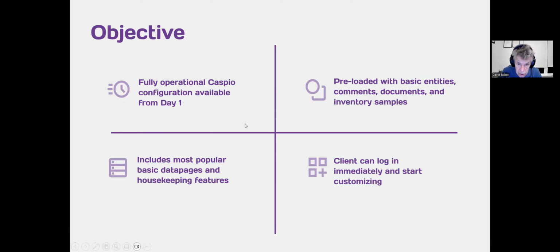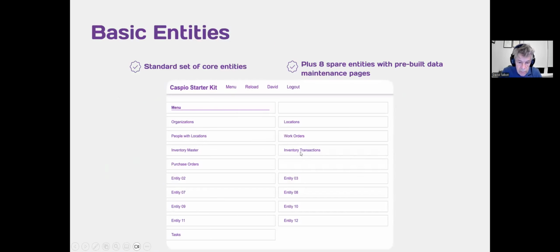And then you can concentrate with us on the customization, adding fields and whatever. So we have basic entities, comments, documents, inventory, bookkeeping, and you can log in and start customizing immediately. So here's a menu, and it shows the two basic areas. We've got some standard items that most people want. And then we have the abstract items, okay?